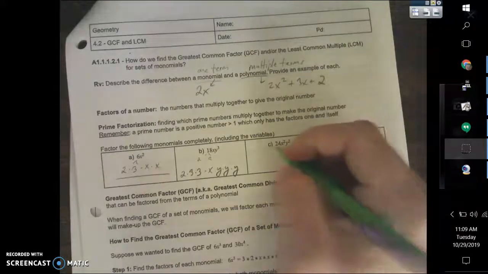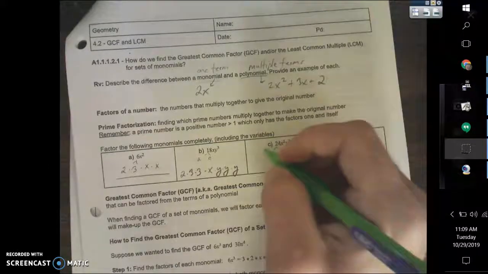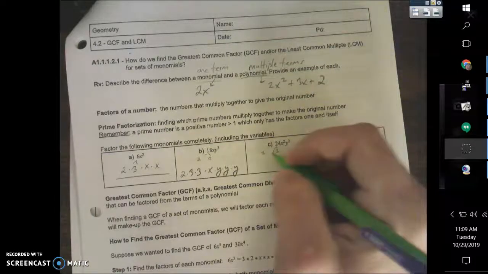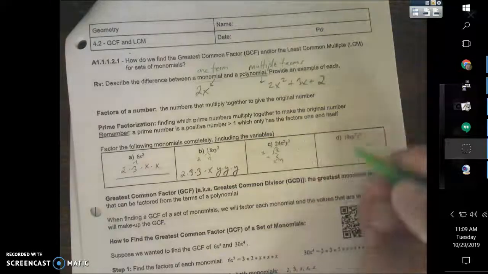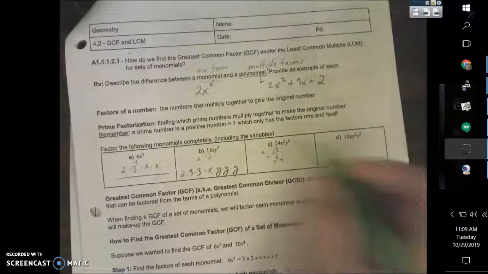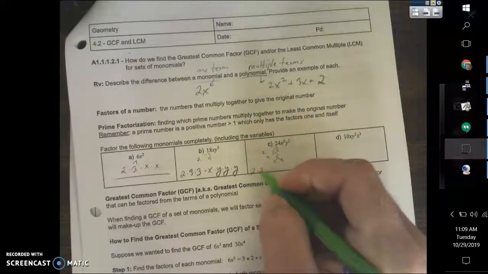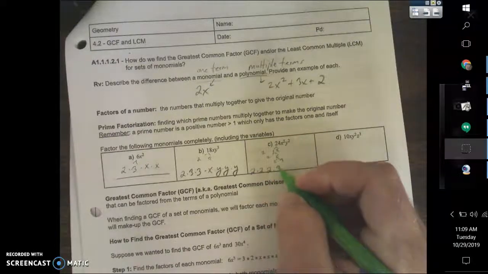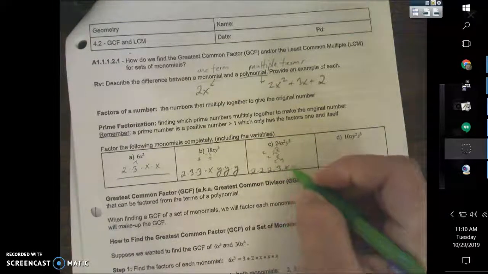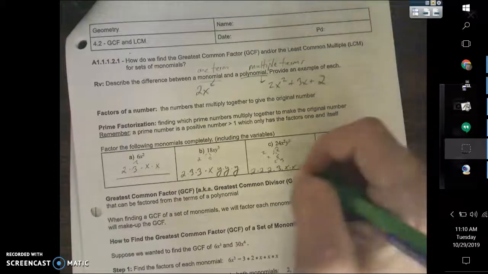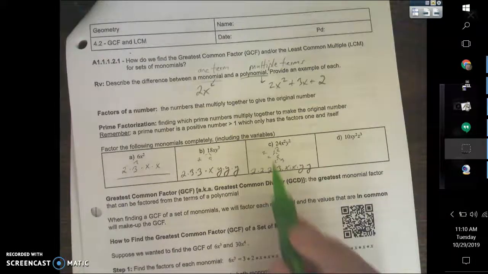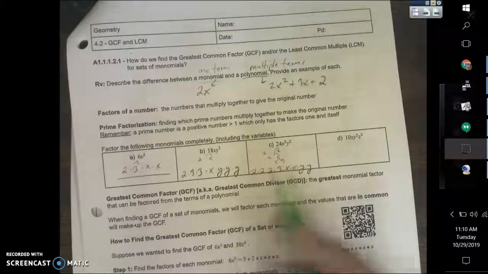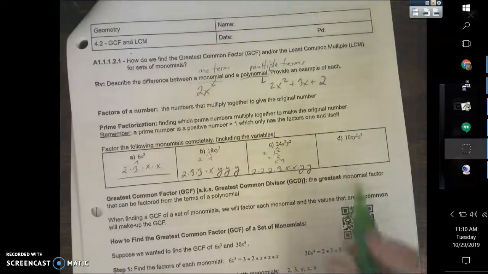24, I always just divide by 2, so you get 2 and 12, and then you can get 2 and 6, and then this would be 2 and 3. I'm writing really small, I know they're small boxes. So I have 2 times 2 times 2 times 3 times x times x times y times y. You can see why it's so beneficial to write it as x squared, because it's way easier than writing out x times x all the time.